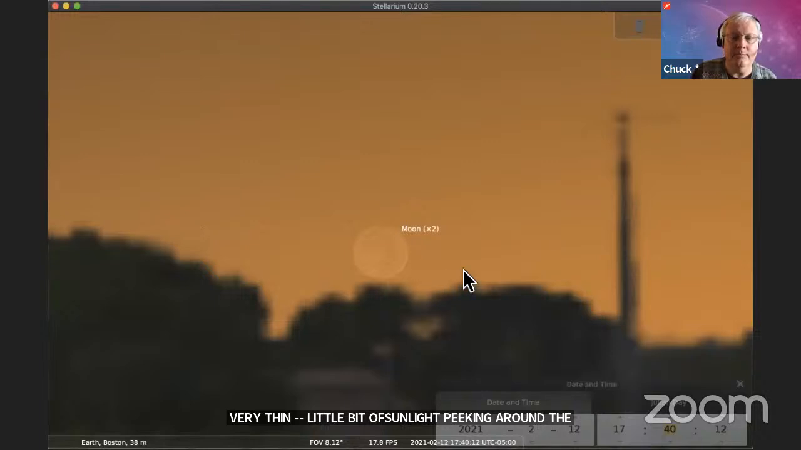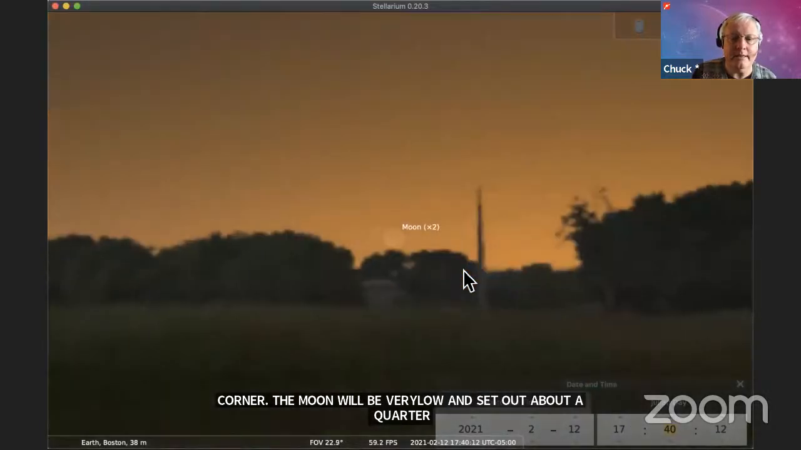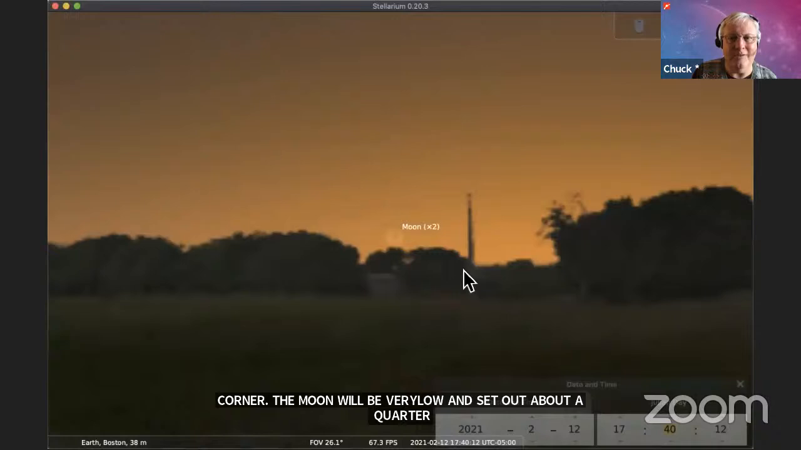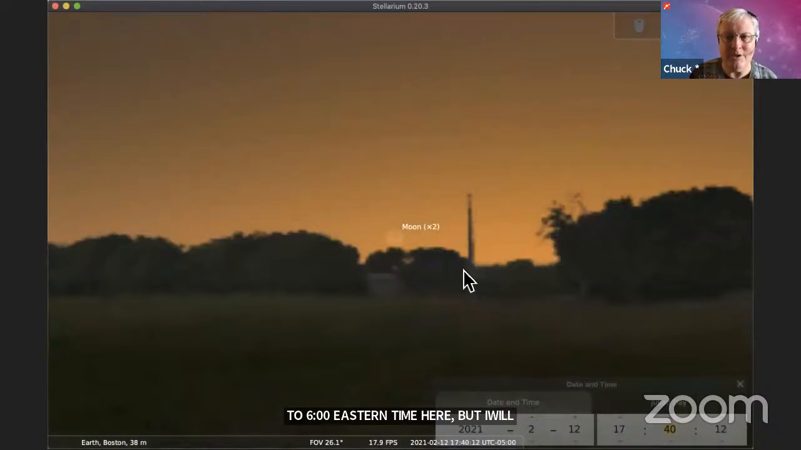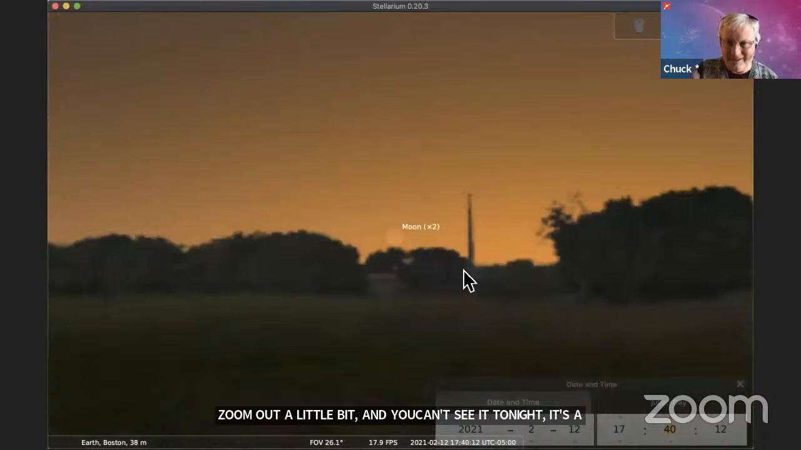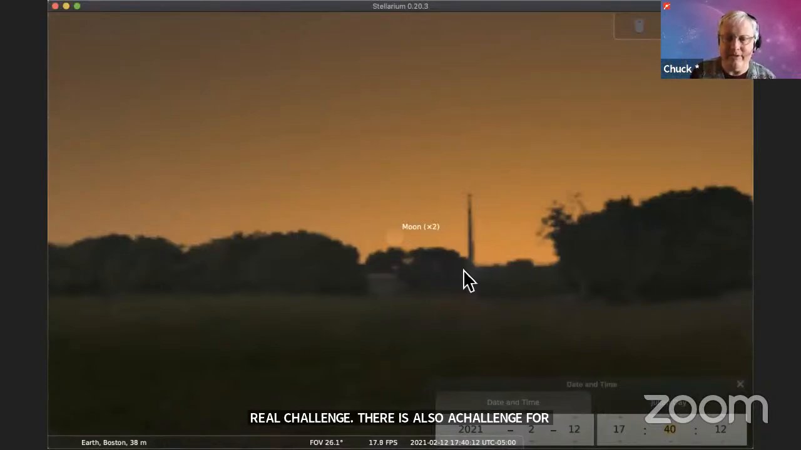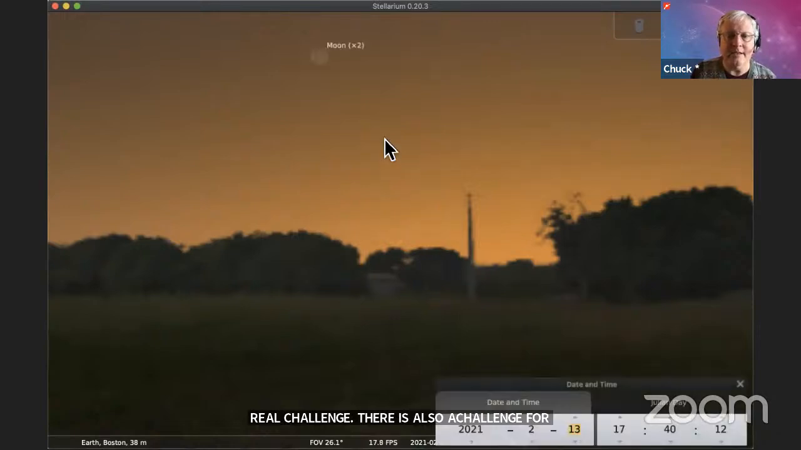But I'm going to zoom out a little bit. And if you can't see it tonight, it's a real challenge. There's often a challenge afoot among astronomers to see how few hours after the time of new moon the astronomer can see that little bit of a thin fingernail moon. But you can see it tomorrow night also. So let's move ahead in time a little bit to tomorrow night.